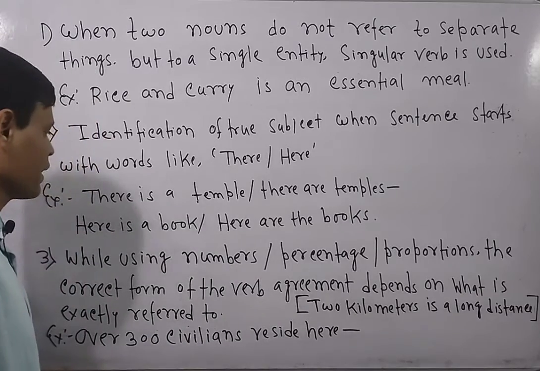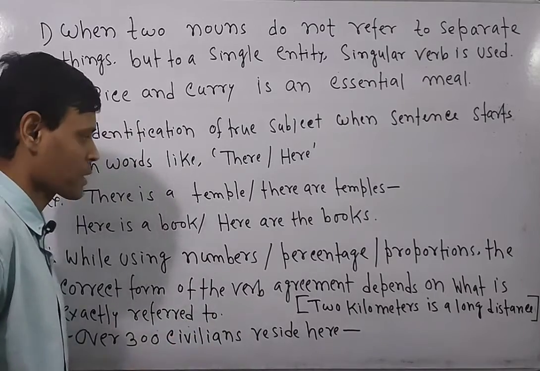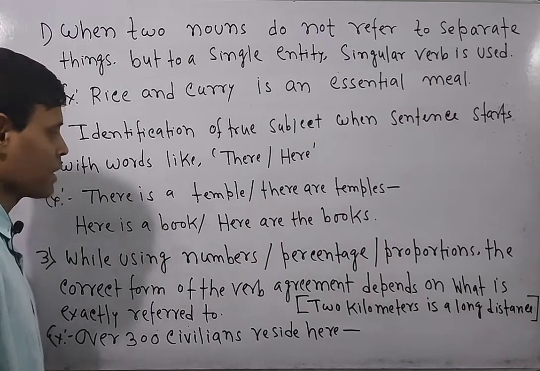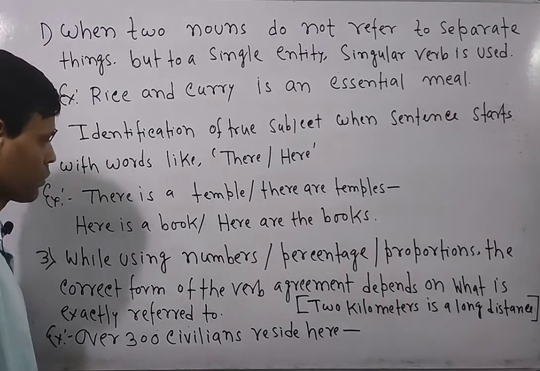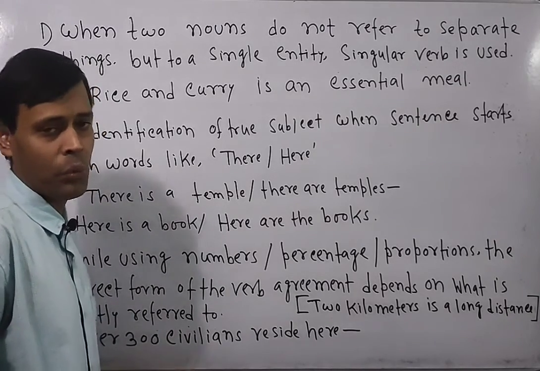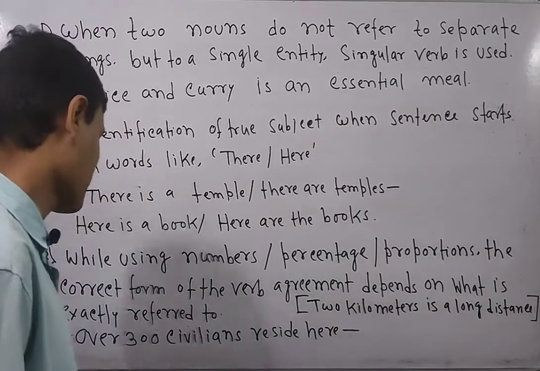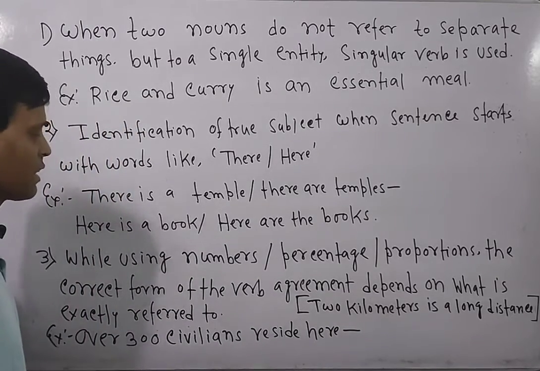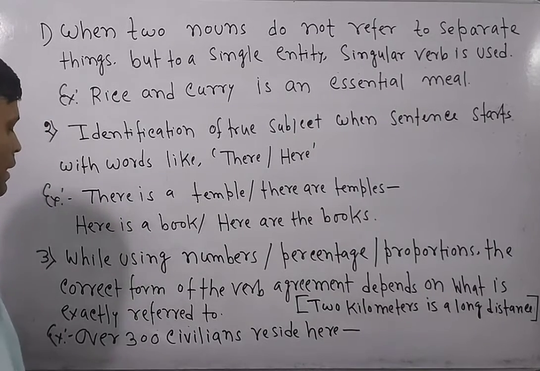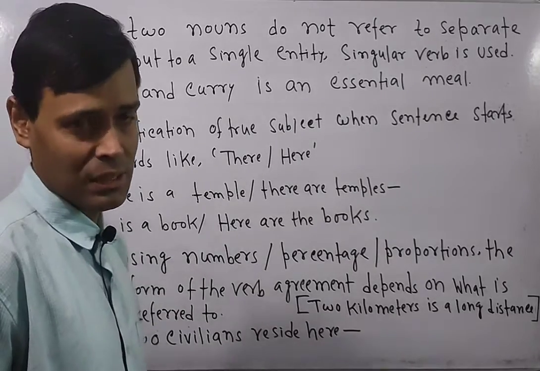Now go next. While using numbers, percentage, proportion, the correct form of the verb agreement depends on what is exactly referred to. There is no specific rule regarding this. It depends on what is exactly referred to. For example, over 300 civilians reside here. Here the subject must be plural. Civilians, automatically reside should be there instead of resides.